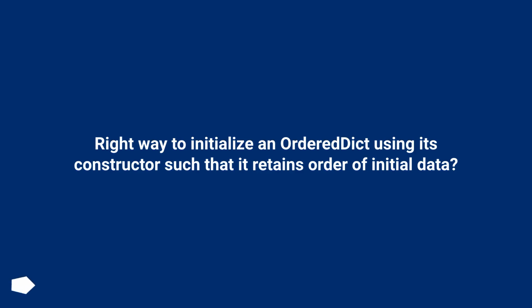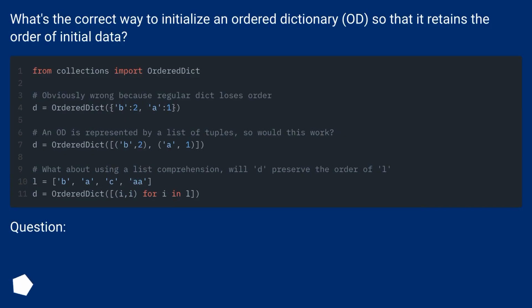Right way to initialize an OrderedDict using its constructor such that it retains the order of the initial data. What's the correct way to initialize an ordered dictionary, odd, so that it retains the order of initial data?